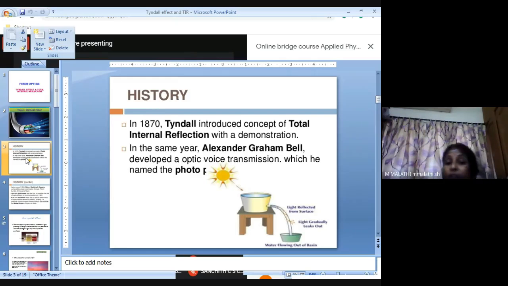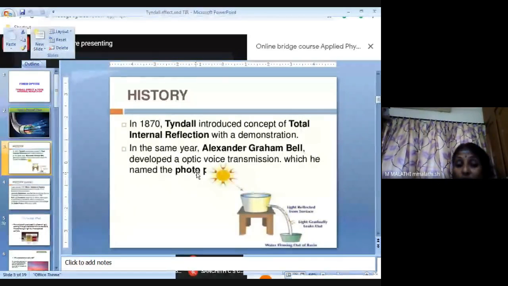Next, in the same year, 1817, Alexander Graham Bell developed an optical voice transmission, which he named the photophone. These things make use of this Tyndall effect, and we can send a light wave for voice communication. The demonstration in the same year by Alexander Graham Bell is the basic foundation for optical fiber communication.